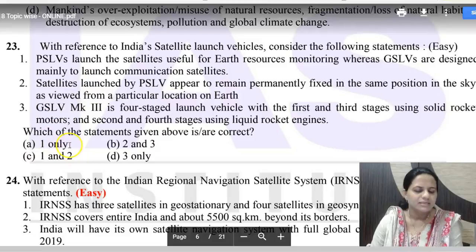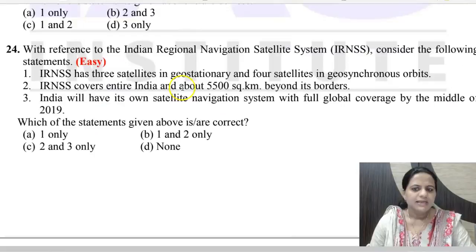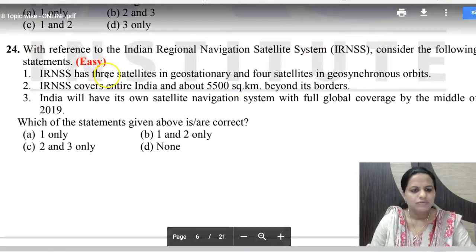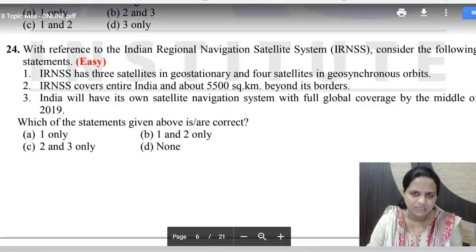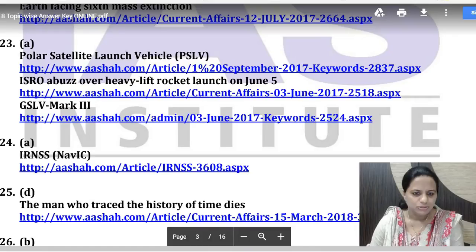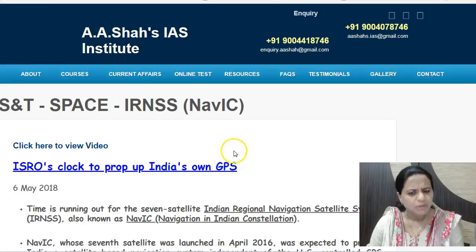Then next is regarding IRNSS, which we had discussed in detail. So this is again factual. We had done a complete one page article on this, and also a specific dedicated video on IRNSS was made a few days before the prelims exam, in May. So this of course is a very simple question, but you should know specific information. First statement is correct. Second statement is incorrect because it's not up to 5500 square kilometers. So here you should know we had covered this IRNSS Navik. It had been quite often covered in news.